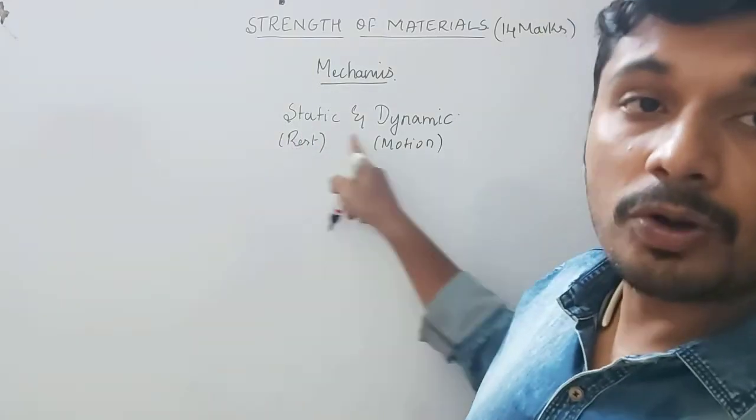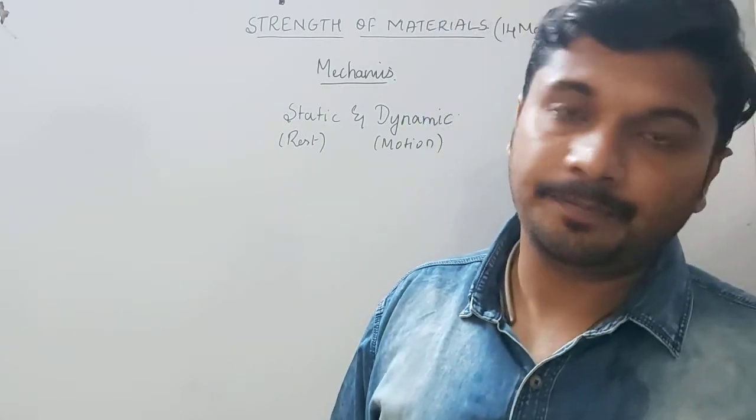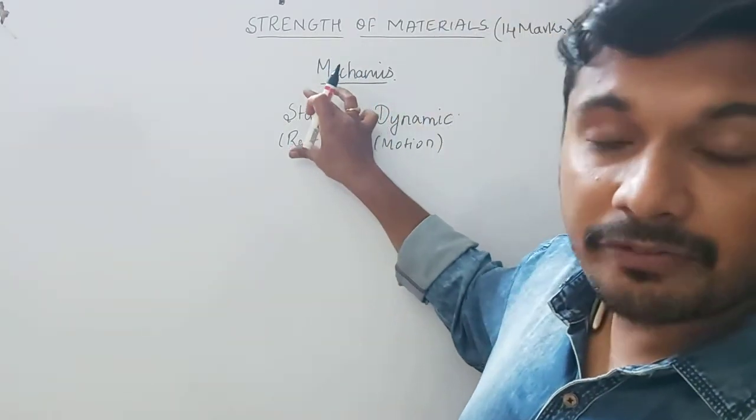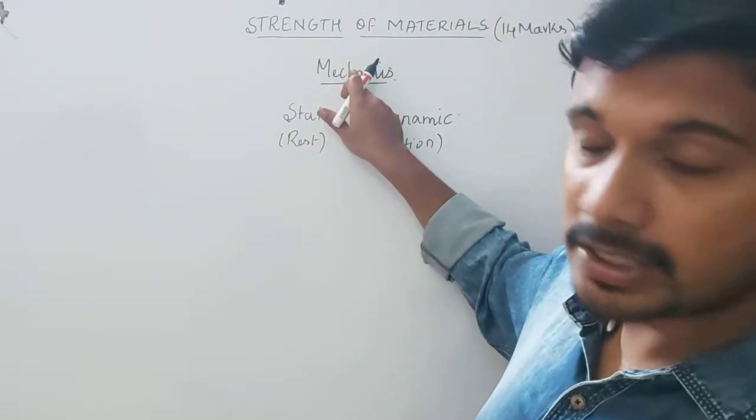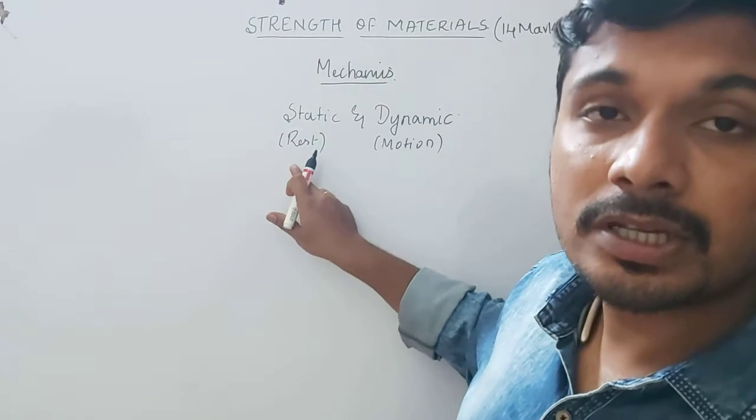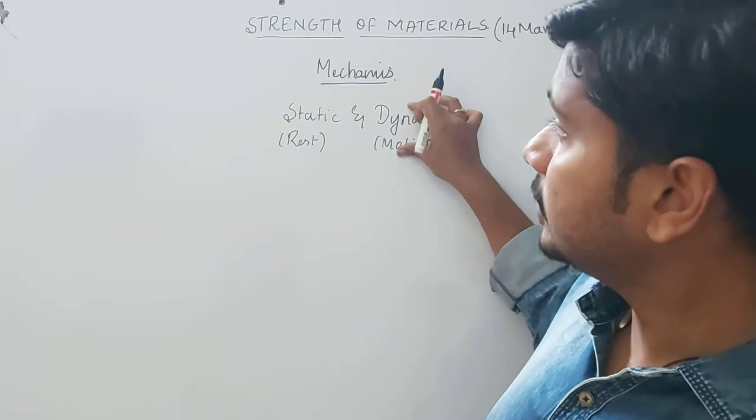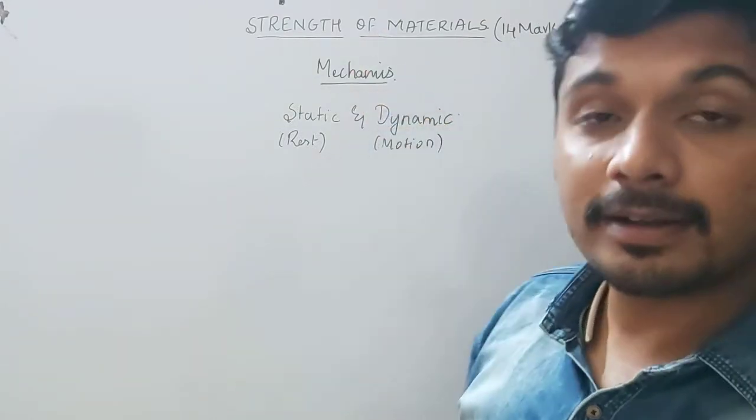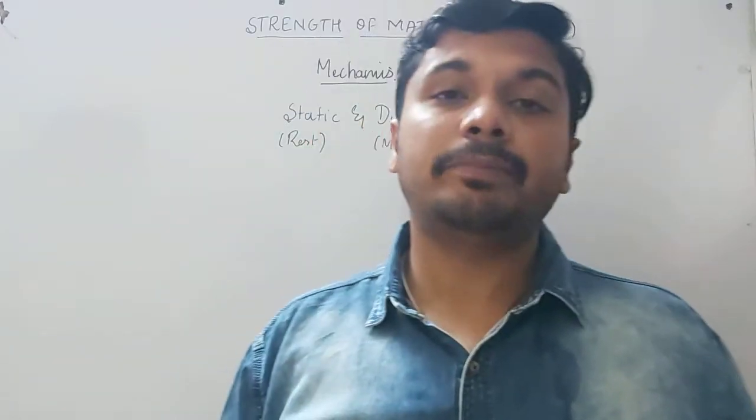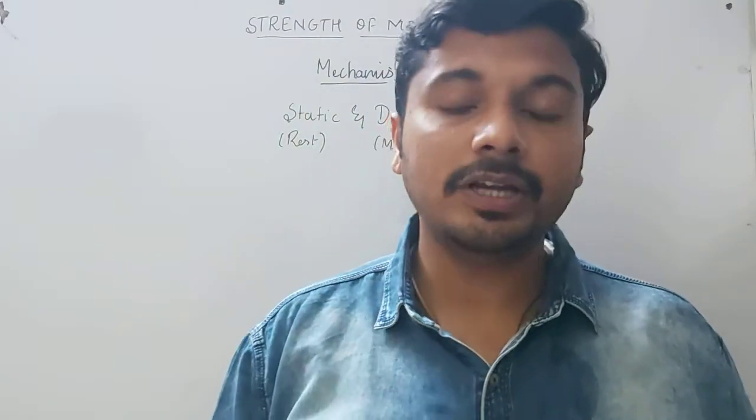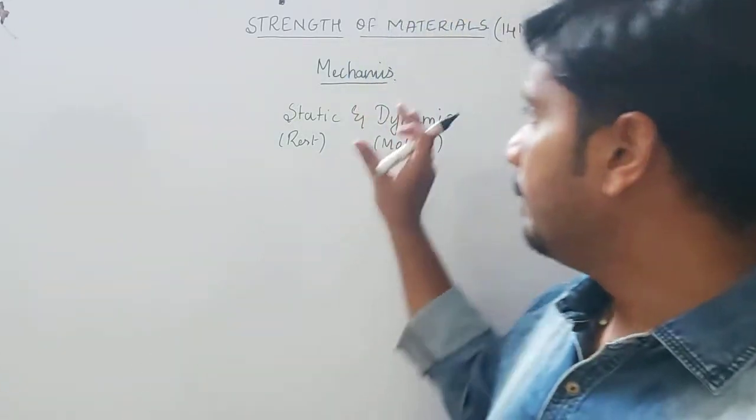To learn these two concepts, we need to learn mechanics. The definition of static: it is a branch of mechanics which deals with the body which is under rest. Dynamics is a branch of mechanics which deals with the body under motion. So these are the definitions. In the DCET exam, they might ask you a simple definition and give you 4 options.